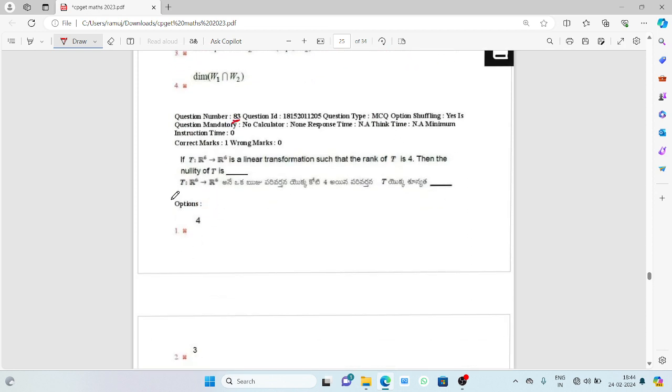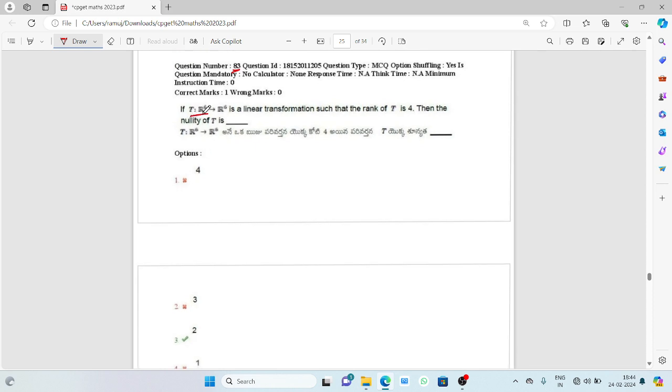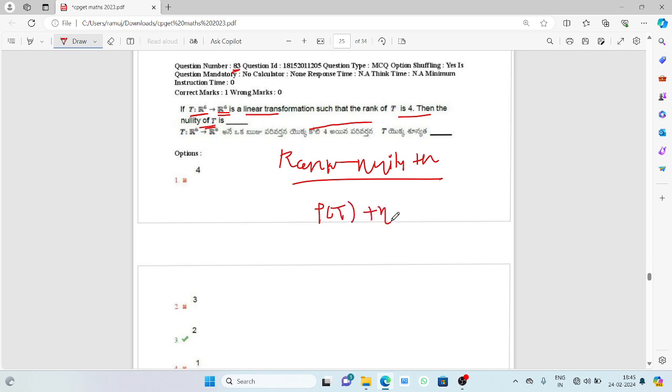So question 83 is, if T is a linear transformation from R to the power of 6 to R to the power of 6, such that the rank of T is 4, then the nullity of T is, this is a simple one. We know this by the rank nullity theorem. That is a direct statement. By the rank nullity theorem, we can say that rank of T plus nullity of T is equal to the dimension of R to the power of 6.